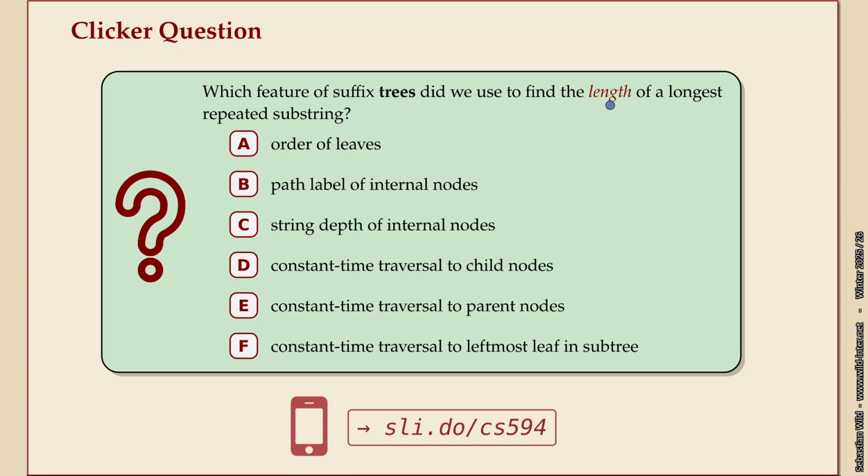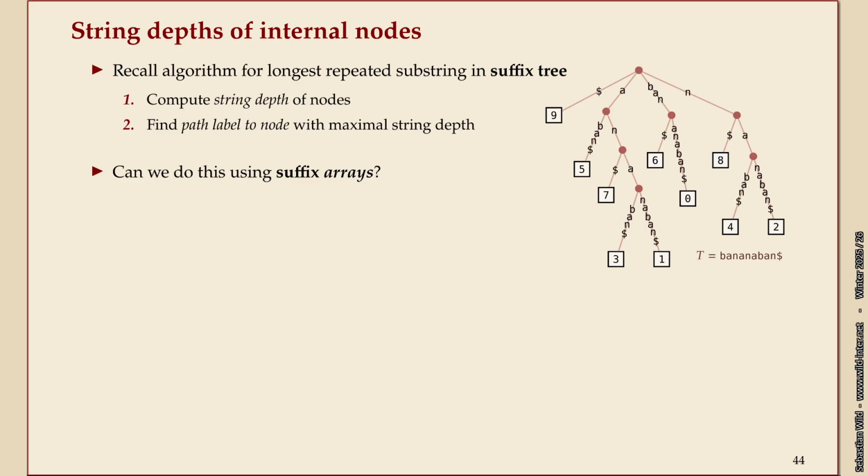It's for just knowing the length. All we need is really the string depth of the internal nodes, because every internal node has at least 2 leaves below it, otherwise it wouldn't be there. And so it corresponds to a string that shows up twice. And that's an if and only if, you think about it. So finding any node with deepest string depth corresponds to a longest repeated substring. For that, we need these string depths. Now, the suffix arrays don't have those.